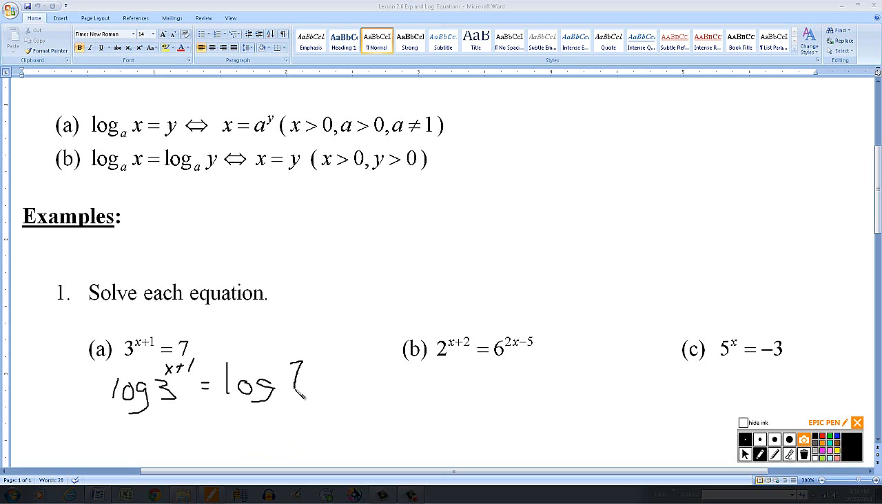Now it's just a matter of using your properties of logarithms, which we went over last time, and isolating the x, that is, solve for x. Okay, so I'm going to write this up here. This exponent, x plus 1, I can write as a coefficient, so it'd be x plus 1, and that multiplies the log of 3. And then that's going to equal the log of 7.